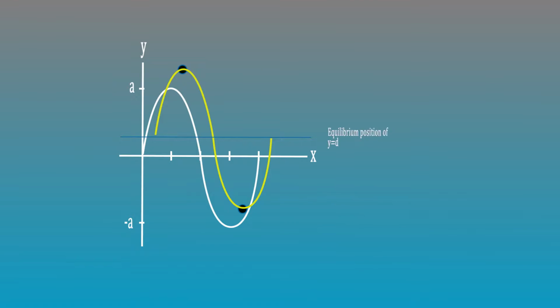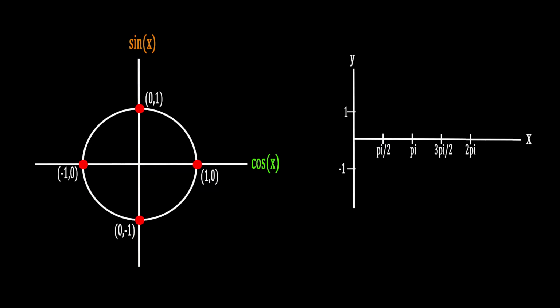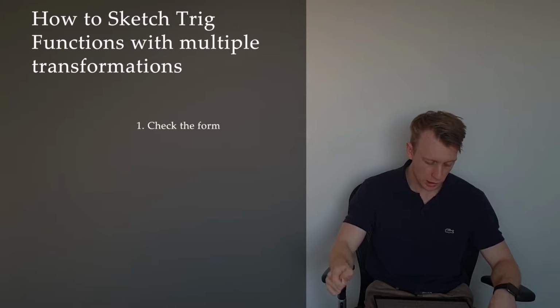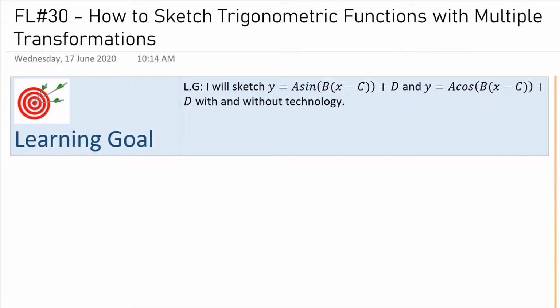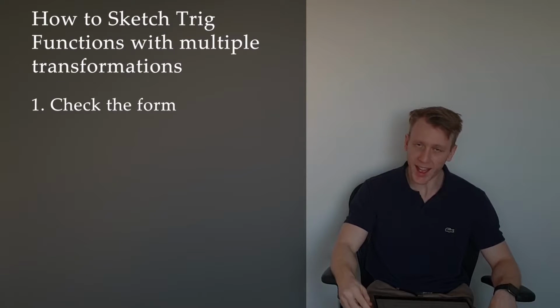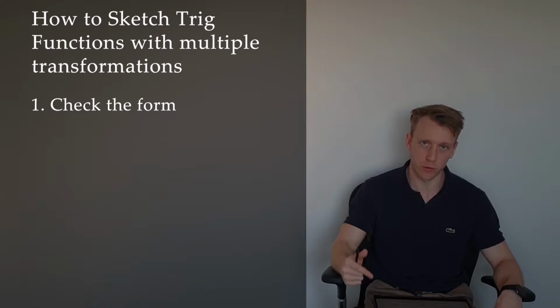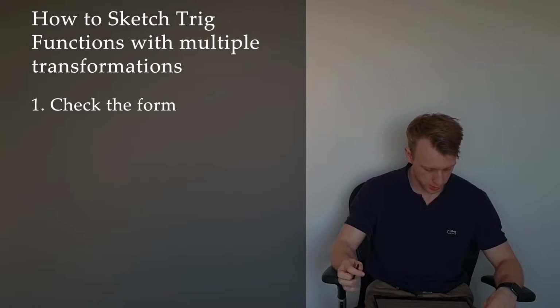Firstly, when we're sketching a tough, challenging trigonometric function with multiple transformations, we need to consider many elements of the sketch. Start off by ensuring that your trigonometric function is in the correct form. Look at the learning goal. That's got the correct form. All of the transformations of A, B, C, and D assume that we've got the function in the correct form. So get the form right before you do anything else.